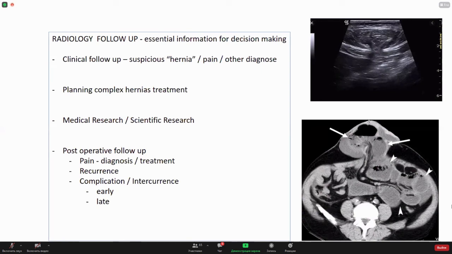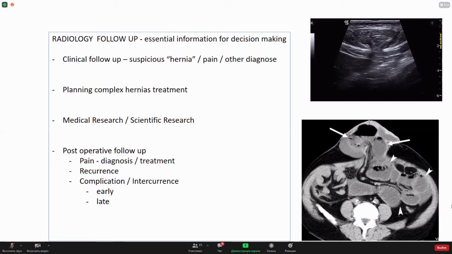I will repeat some things from the talk of Salvatore. It was a fantastic talk, Salvatore, really, about the CT scan. Related to postoperative follow-up, we can have the situation of pain after surgery, the recurrence, and the main complications, even if they are early or late complications.